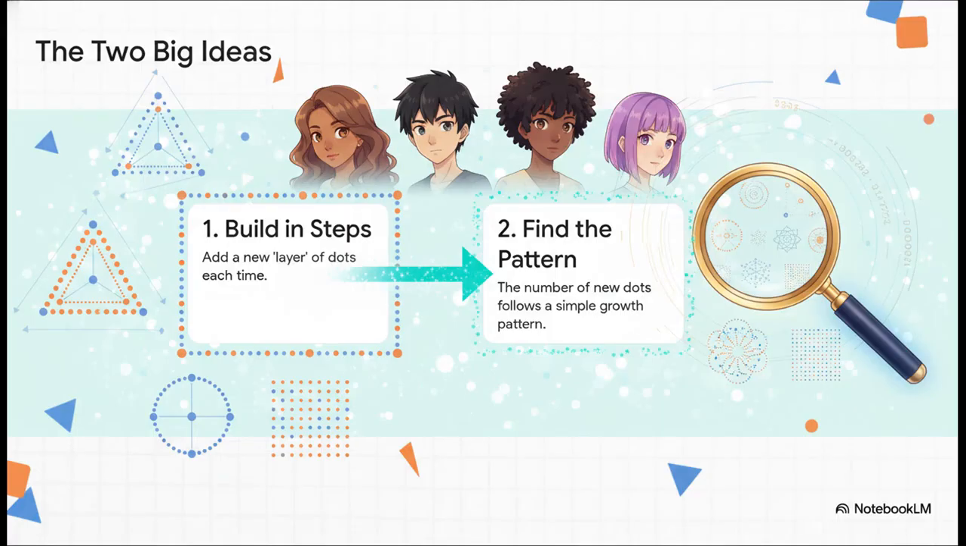And here are the two big ideas, the simple rules of the game. First, we build these shapes in steps. We just add a new layer of dots around the outside each time to make it bigger. And second, and this is the real key, we're going to look for a simple pattern in how many new dots we're adding with each layer. That's it. Let's see how it works.